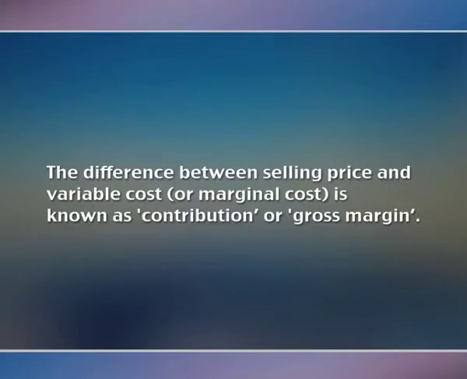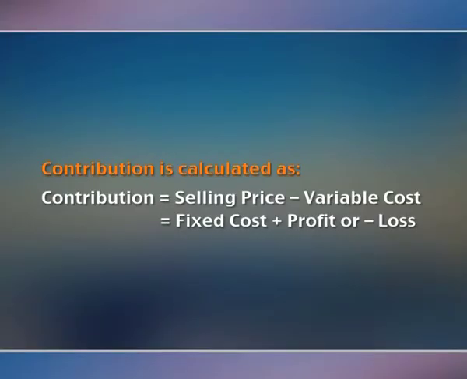Contribution. The difference between selling price and variable cost, or the marginal cost, is known as contribution or gross margin. It may be considered as some sort of fund from out of which all fixed costs are met. The difference between contribution and fixed cost represents either profit or loss, as the case may be. Contribution is calculated as contribution is equal to selling price minus variable cost, which is equal to the fixed cost plus profit or minus loss.